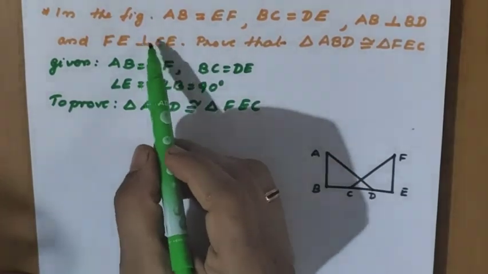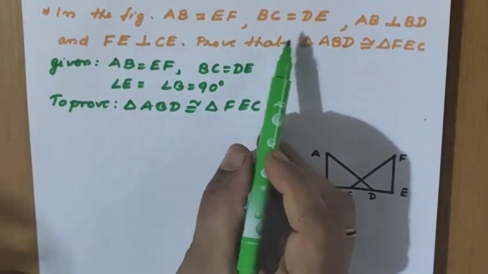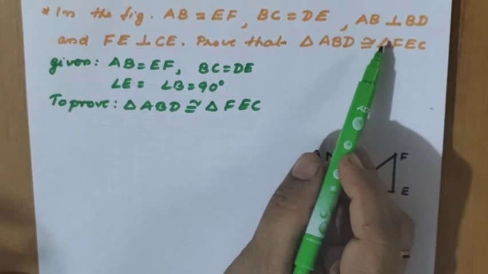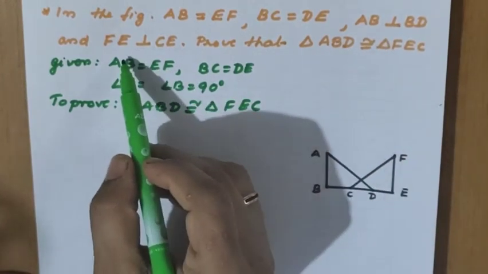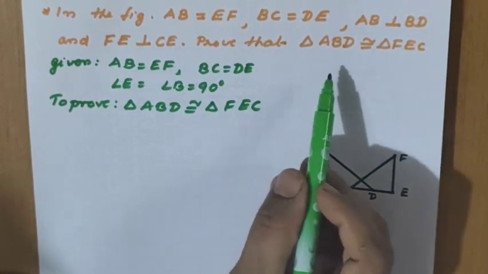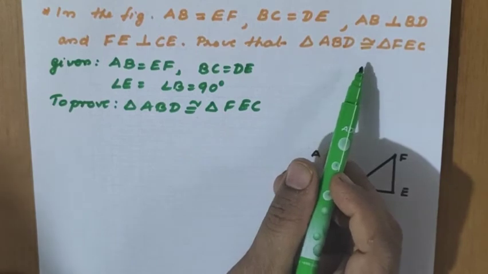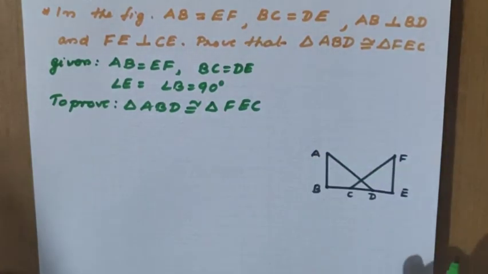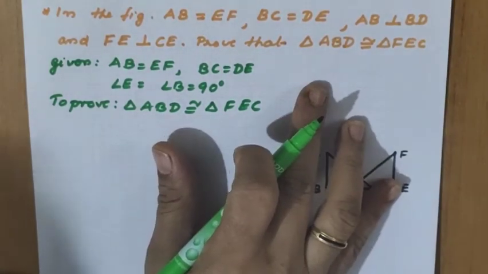The first question: in the figure, AB equal to EF, BC equal to DE, then AB perpendicular to BD, FE perpendicular to CE. Prove that triangle ABD is congruent to triangle FEC. So this is the question. This is an extra question only.